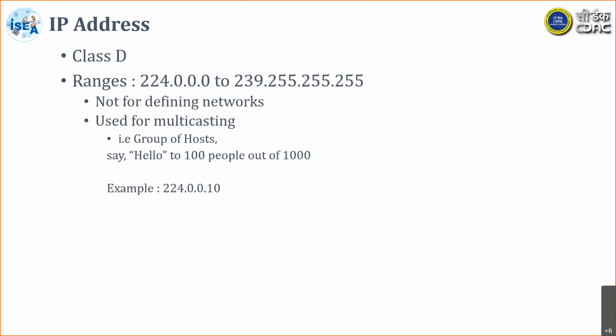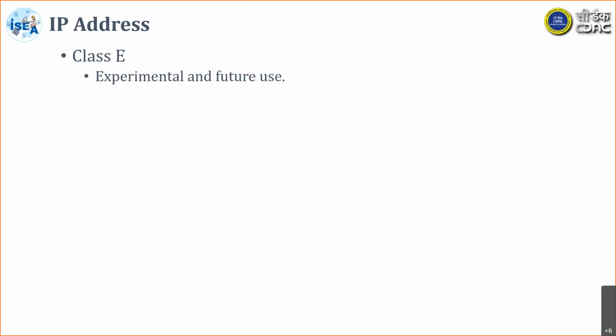Class D is actually not used for normal networking; it is used for multicasting, for example in video conferencing. Here the range is 224 to 239, used for multicasting, and an example is 224.0.0.10. Class E is used for experimental purposes.